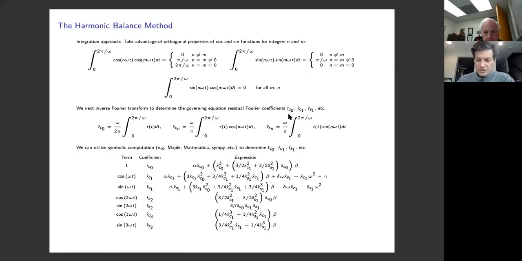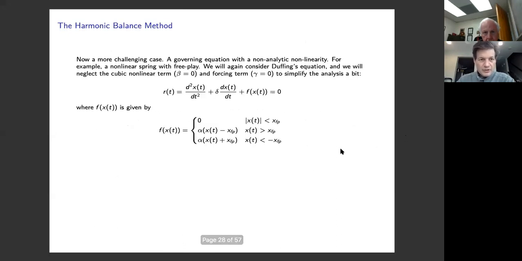Okay, so all right, now I want to talk about a more challenging case, and this is where the Duke harmonic balance approach that we developed about 20 years ago comes into play. And that is now we're dealing with a case where you have a governing equation that has a non-analytic nonlinearity. One example of that would be a nonlinear spring with free play.